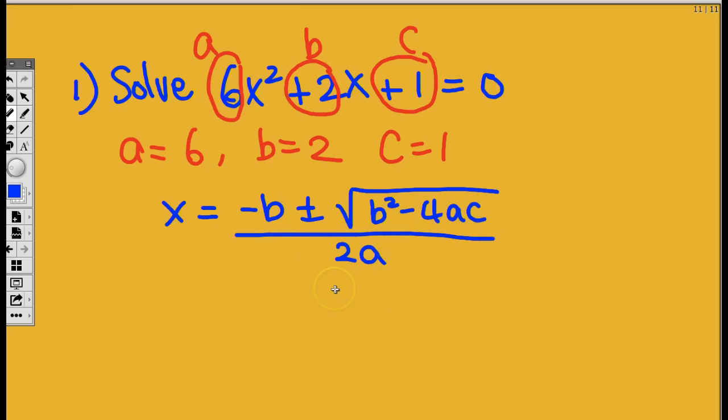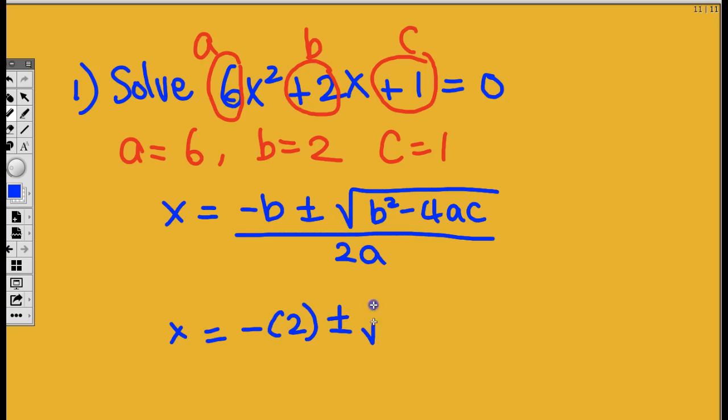I know my writing is always a little bit slower than my singing. But anyhow, all I'm doing right now is I'm just going to copy down the equation, right? So I see the x, so I'm going to copy the x. I see the equal sign, so I'm going to copy the equal sign. I see the negative, so I'm going to copy the negative. I see the b, but b is 2, so I'm going to put 2, but in parentheses. I see the plus or minus, I copy the plus or minus.